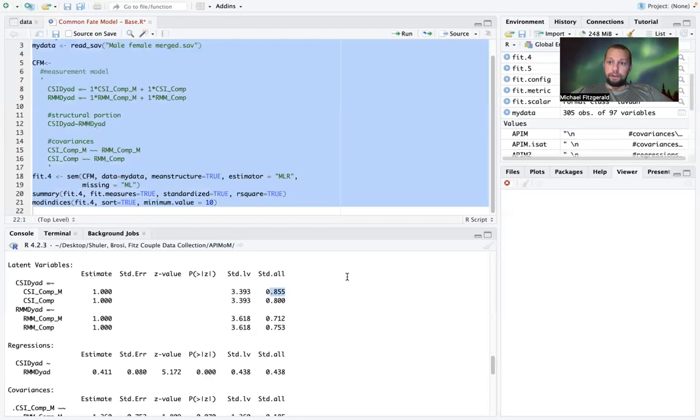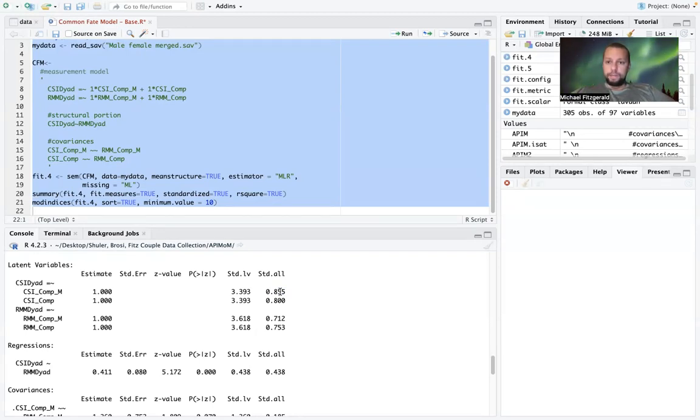We're going to go backwards. So we're going to multiply 0.855 times the variance of the latent variable. When it's standardized, it's going to be 1. And then we're going to multiply that by this factor loading going back down that arrow. So if we multiply 0.855 times 0.80, that's the amount of variance that is embedded within that latent factor.